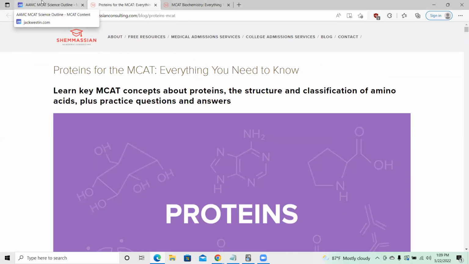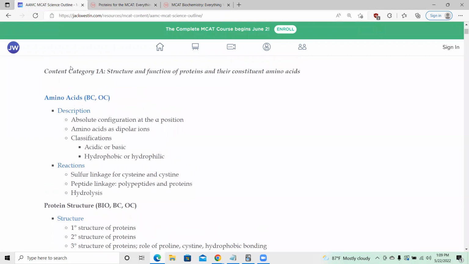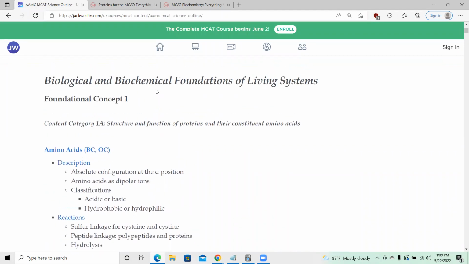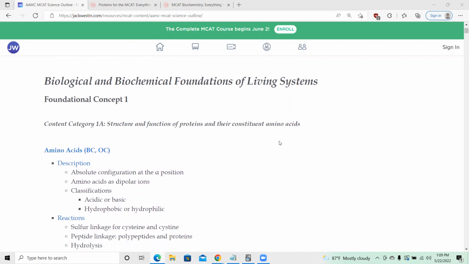So this is our first session where we are going to do a comprehensive review of pretty much everything on the MCAT. And so what we're starting with is content category 1A of everything on the MCAT. So 1A is structure and function of proteins and their constituent amino acids. And this is a huge topic, like throughout everything. You'll see this pop up in every section. So this is something you really want to know and you want to know it well.